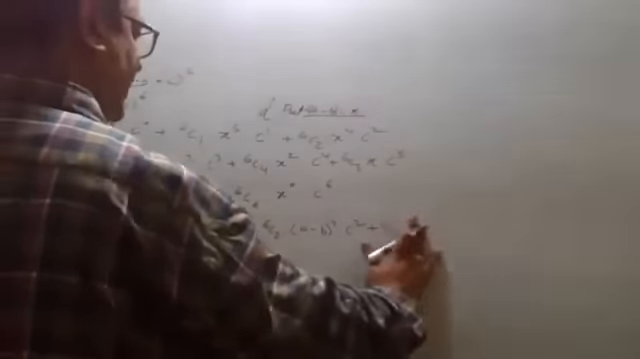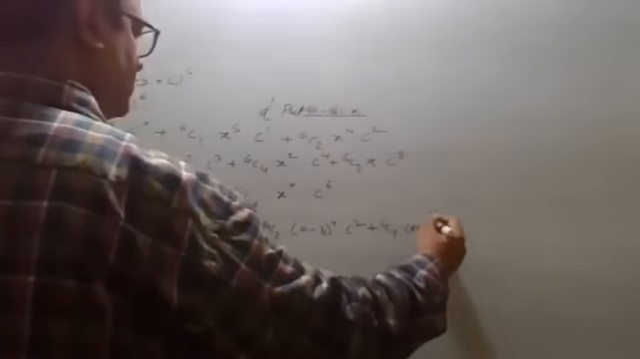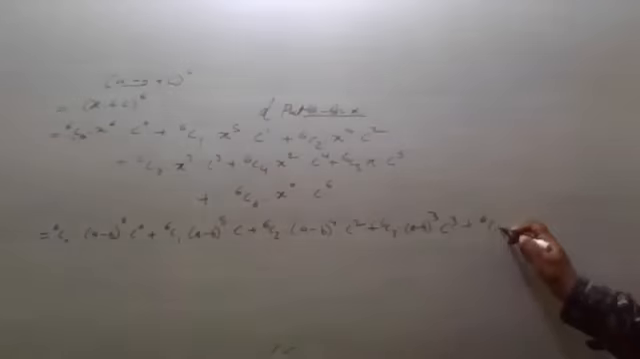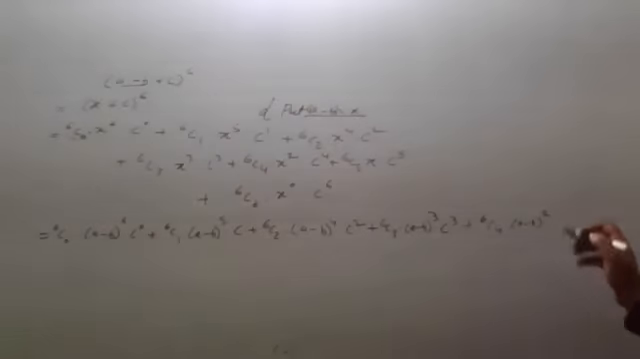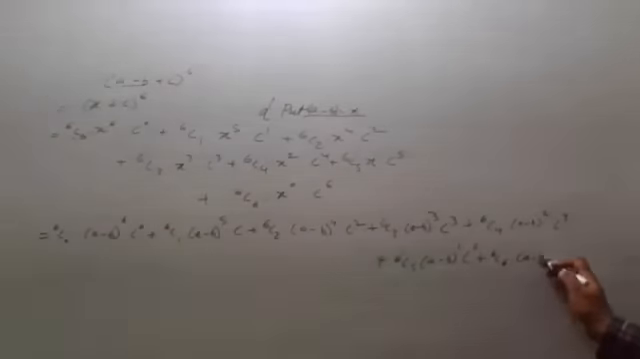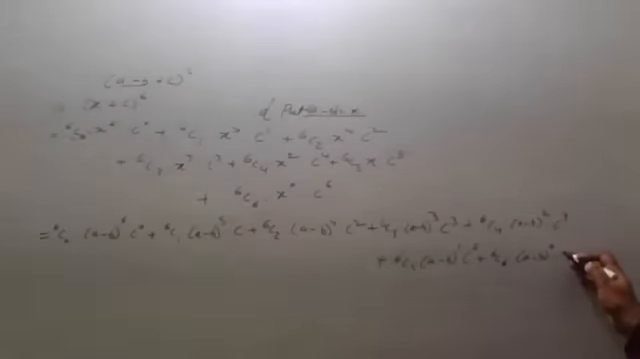Plus 6C3 (a minus b) cube c cube. As we have to find only the number of terms, don't expand beyond this. Plus 6C4 (a minus b) whole square c to the power 4, plus 6C5 (a minus b) to the power 1 c to the power 5, plus 6C6 (a minus b) whole to the power 0 into c to the power 6. After writing this, now we will write the number of terms.